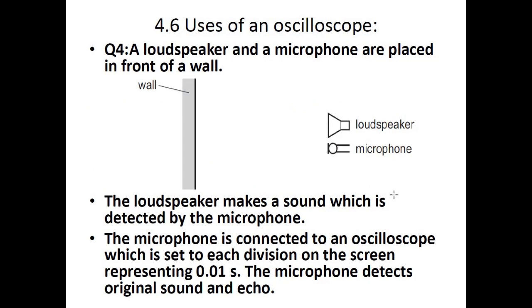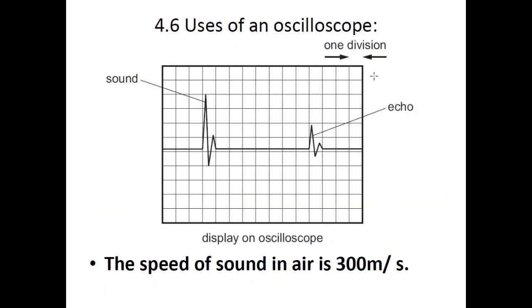A loudspeaker and a microphone are placed in front of a wall. The loudspeaker makes a sound which is detected by the mic. They are connected to an oscilloscope, and the division is 0.01 second per division. The microphone detects the original sound and the echo, and these are the two peaks. As you can see, this is for the sound, it has greater amplitude. This is for the echo. The speed of sound in air is 300 meters per second.